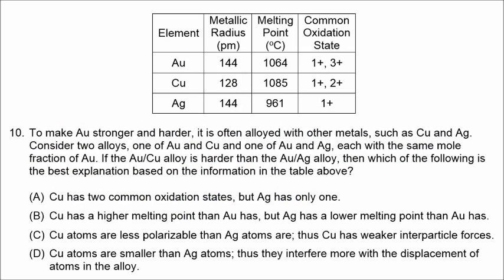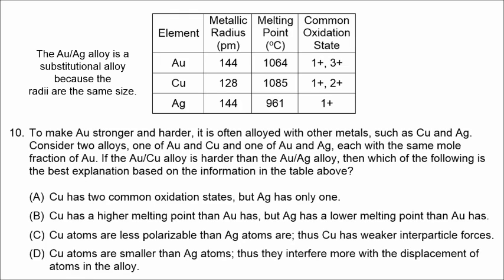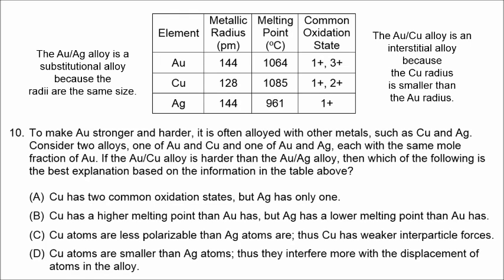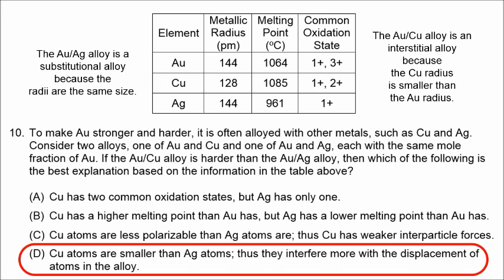So for a gold-copper alloy to be harder than a gold-silver alloy, look at the radius of copper. Copper is smaller. So the silver-gold alloy is substitutional because those are the same size, but the gold-copper alloy is interstitial because copper is smaller than gold. So because copper atoms are smaller than silver atoms, the copper atoms will interfere more with the displacement of atoms in the alloy. Correct answer is D.